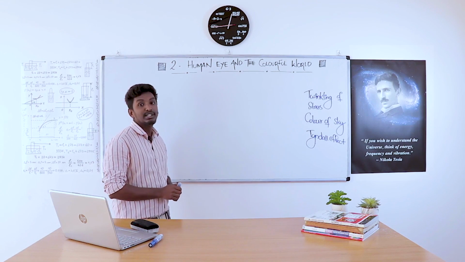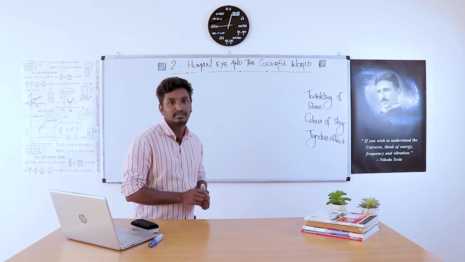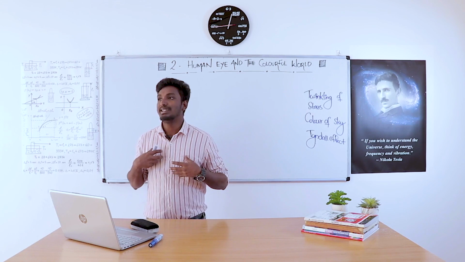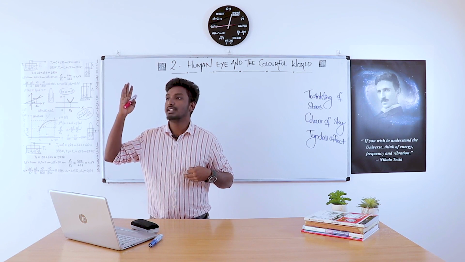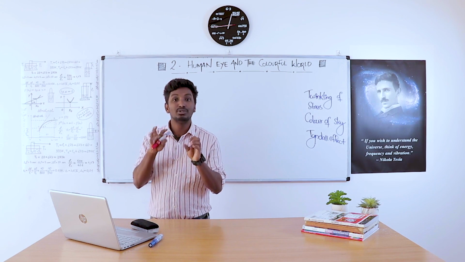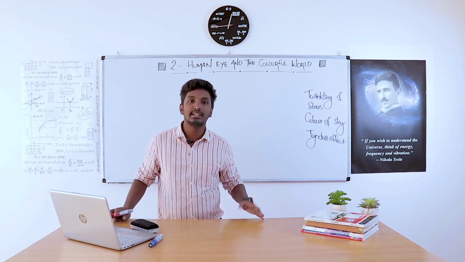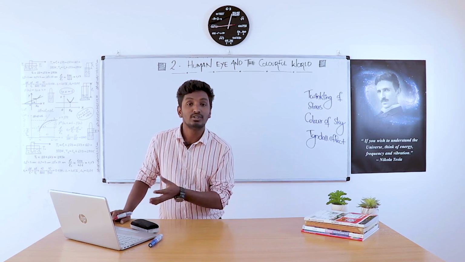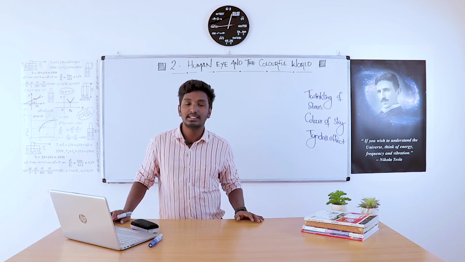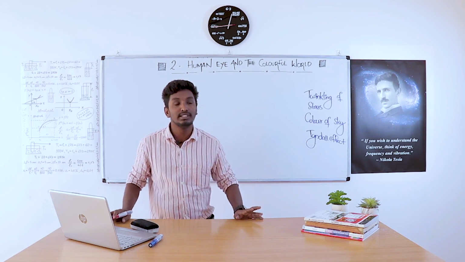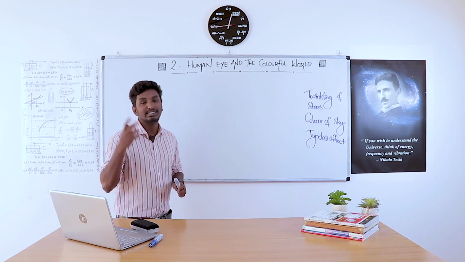Next is twinkling of stars. We all see at night, when looking at the sky outside, that the stars twinkle or blink. Actually, stars are not twinkling. They give out light the same way the sun gives us light. The stars are not twinkling. Then what is the reason why we see it as twinkling?